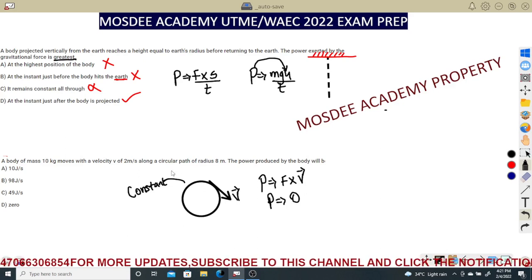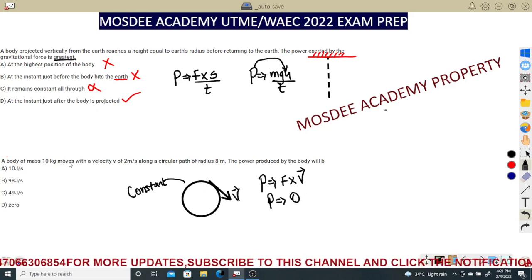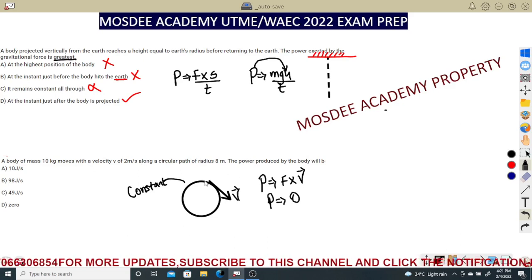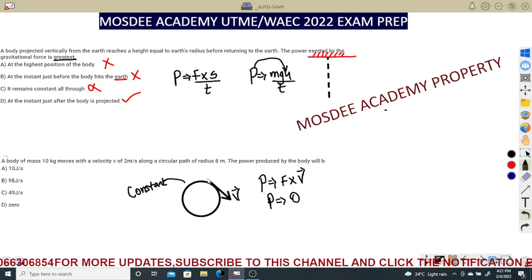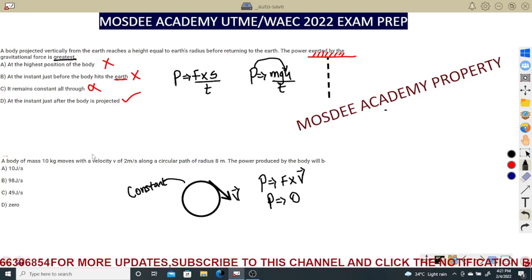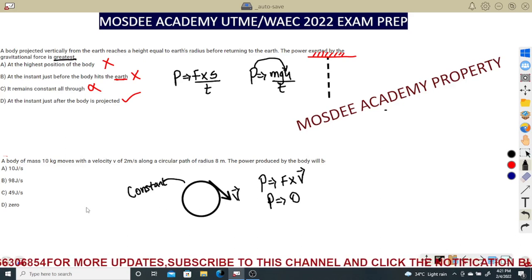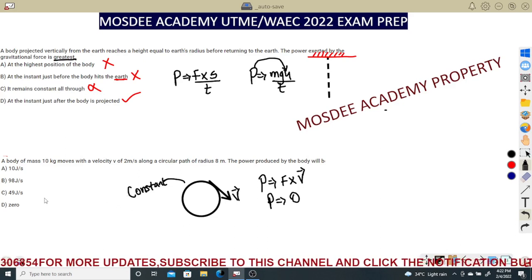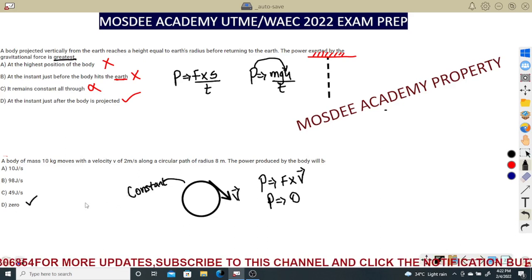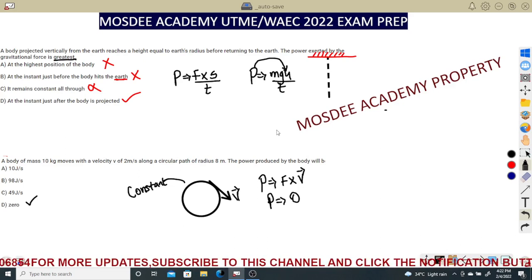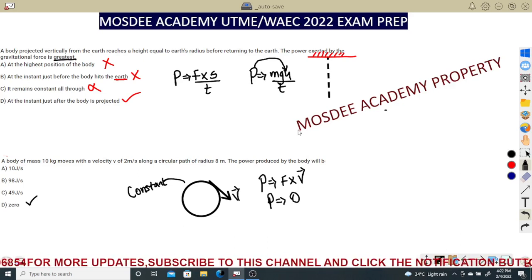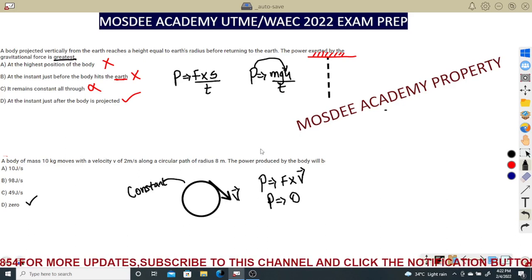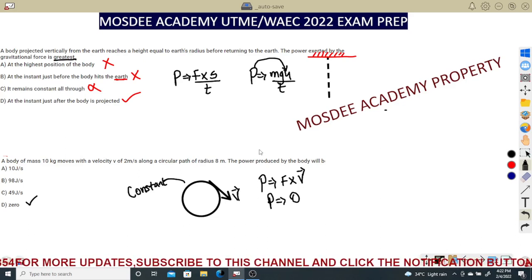There is nothing you want to calculate, like 10 times 2, no. You can't calculate the power because velocity of a circular motion is constant. So we say the power is equal to zero. Keep that at the back of your mind. The answer to that is zero because it is moving along a circular path. No power is being used when a body is moving along a circular path because velocity is constant.